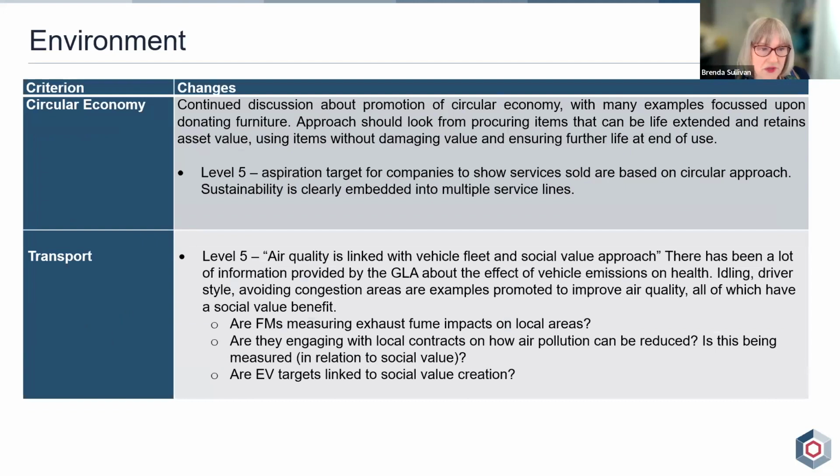No? Okay. So the next 2 that we would be looking at inside the environment are circular and transport. And these are quite interesting and can also be very challenging. So for the circular, I think everybody is starting to do some things in circular, and we want to challenge everyone in the FM industry to start stretching themselves, to start looking even further.